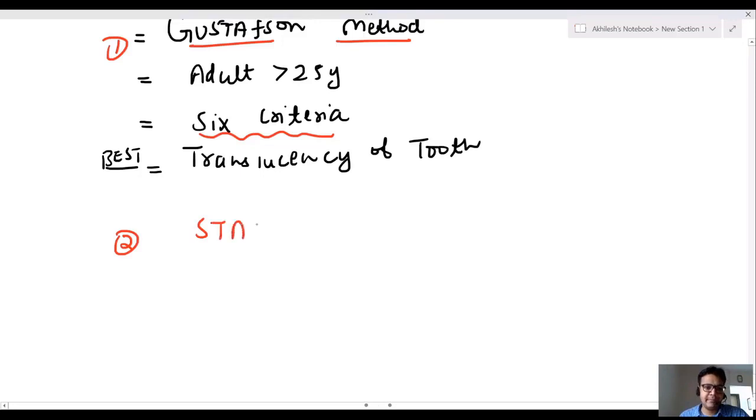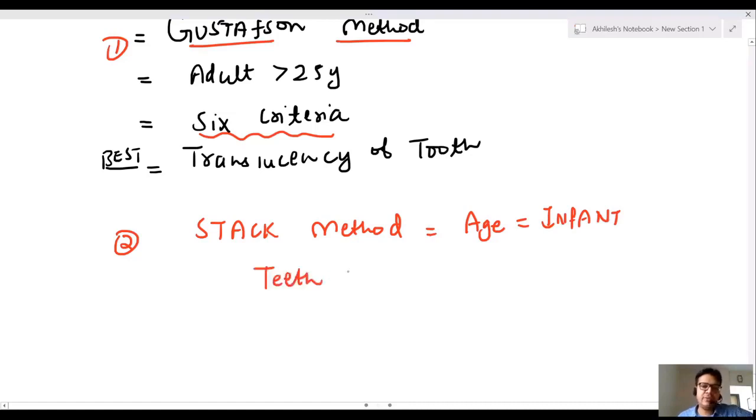Stack method. Doctor, in the stack method, we decide the age of an infant by using teeth. And what do we measure? Teeth weight and height are measured. This is the stack method.